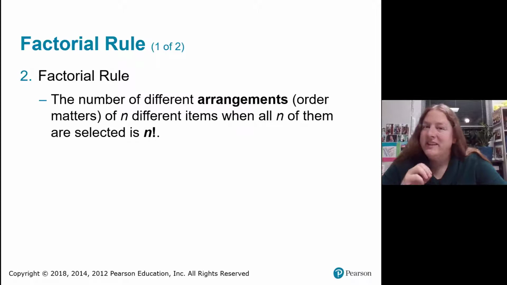Our second rule is just a version of the multiplication rule, right? It's called the factorial rule. It's the number of different arrangements, when order matters, of n different items when all n of them are selected. And we use this exclamation point notation. So we write it as n with an exclamation point, and we read it n factorial.